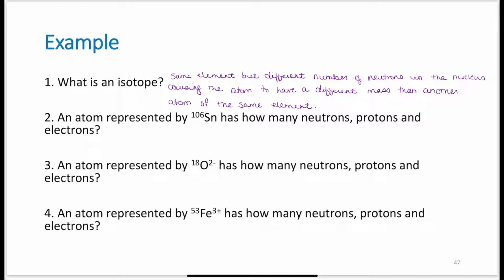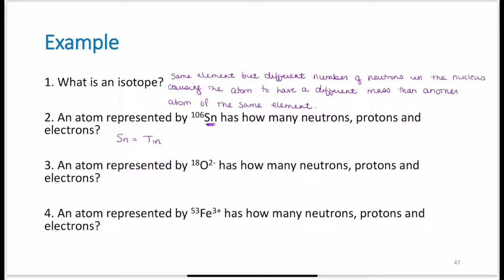So an atom represented by 106Sn has how many neutrons, protons, and electrons? If you get a question like this, the first thing you want to do is look and see what element Sn is. Sn is one that's not intuitive because its elemental symbol is based on its original naming system, not its more common name that we call it now. But Sn actually represents tin.